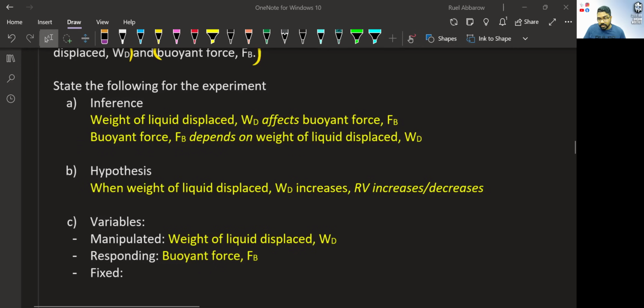It will increase as well. So don't use relationships here. I mean, don't use proportionality here. Don't say weight of liquid displaced is directly proportional.